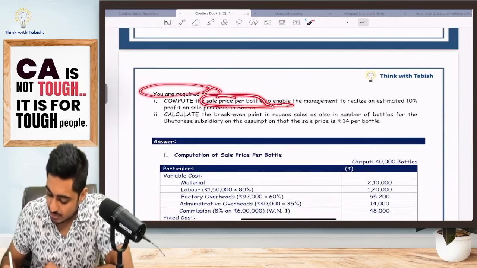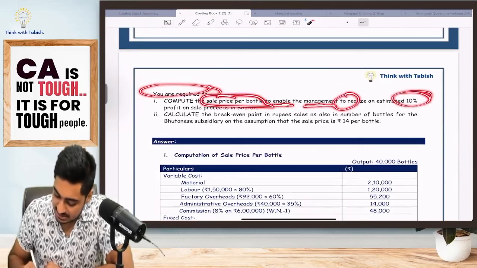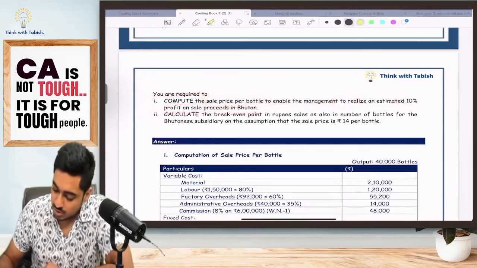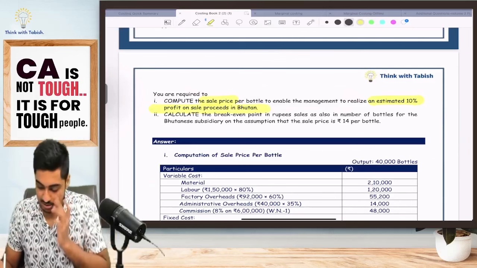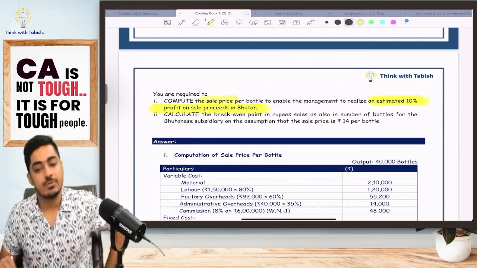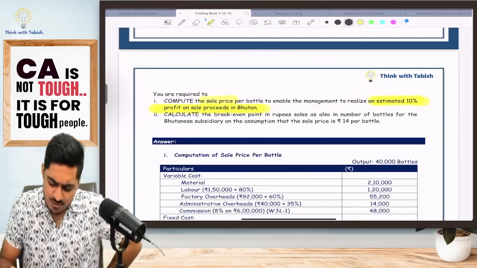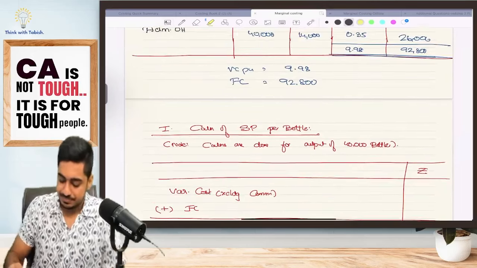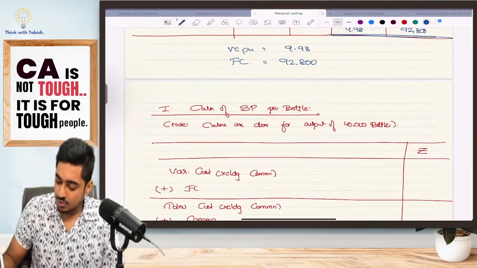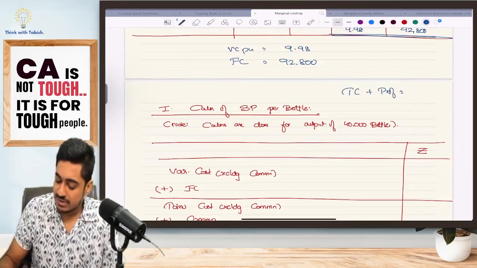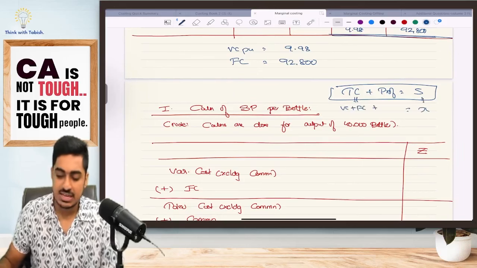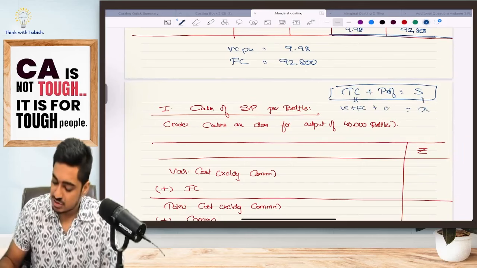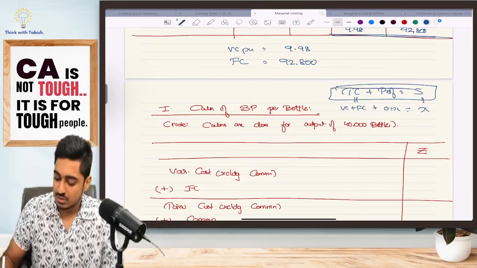To enable the management to realize an estimated 10% profit on sale proceeds. What do I want? I have to calculate at what selling price I have to sell every bottle so that I can earn 10% profit on my sale proceeds. Pay attention, students. Very simple question. If I do my total cost plus profit, I will arrive at sales. In total cost, variable cost is there, fixed cost is there. Sales I don't know, I will take it as X. How much profit do I want? 10%. I will assume it as 0.1X. Over. Yes or no, everyone?